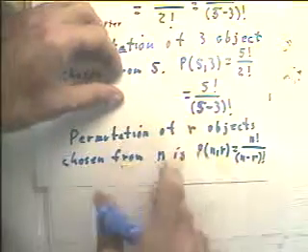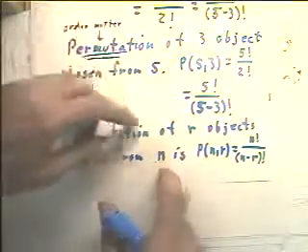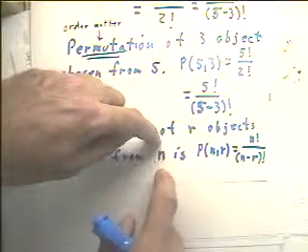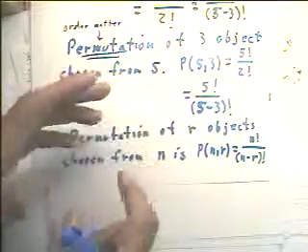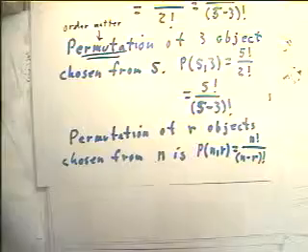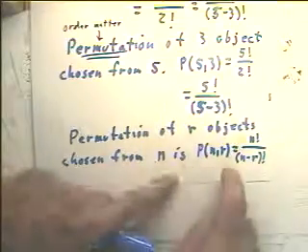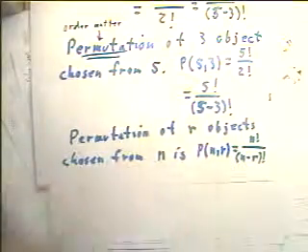Okay, so permutation of r objects chosen from n. If we choose this many objects out of this many, and if we put them in an order that matters, is distinct from other orders, this is how many possible ways there are to accomplish that.